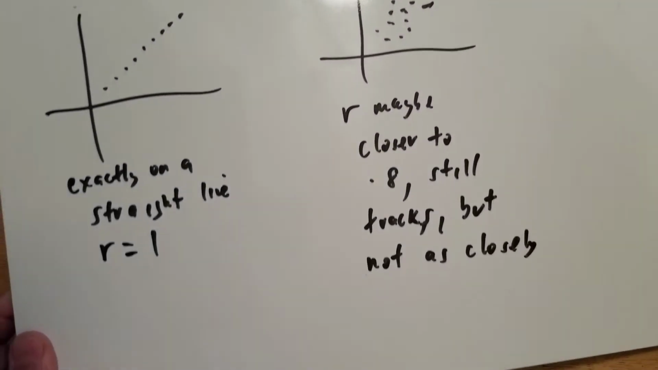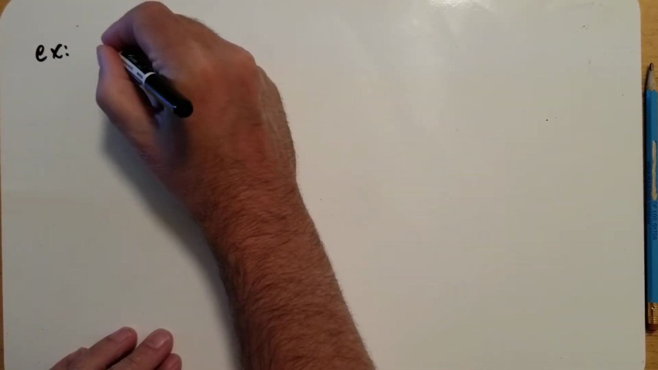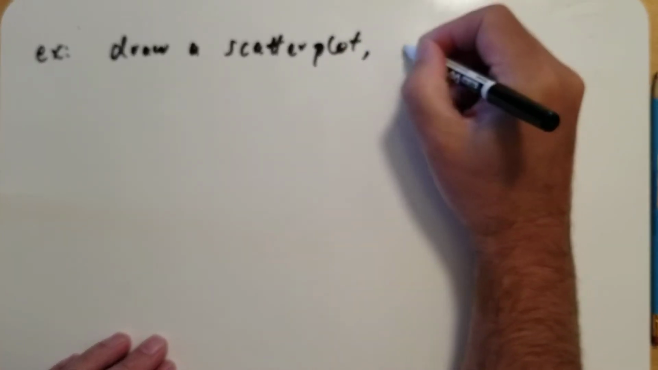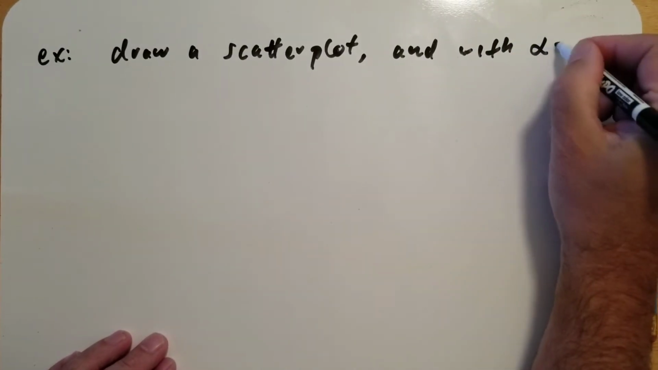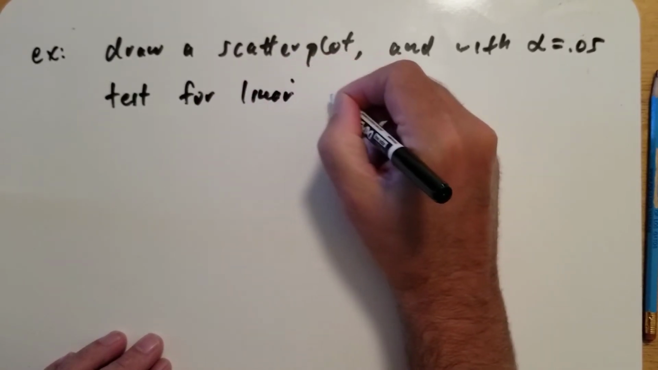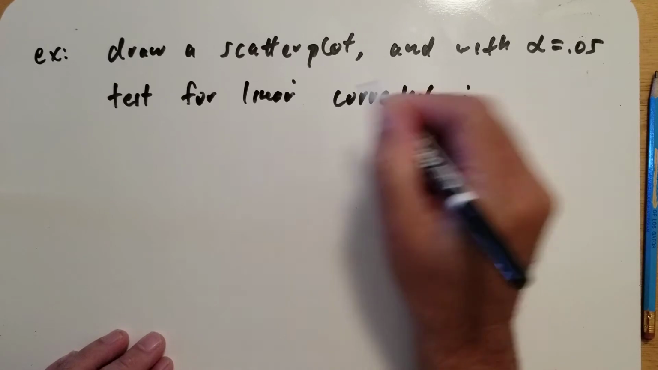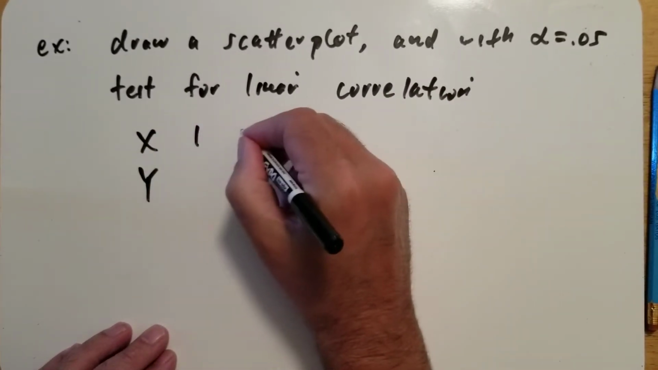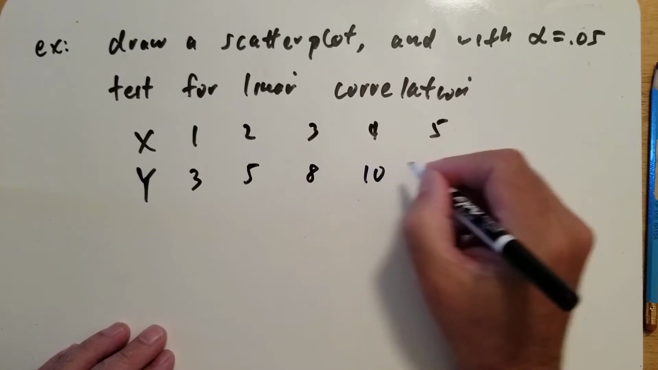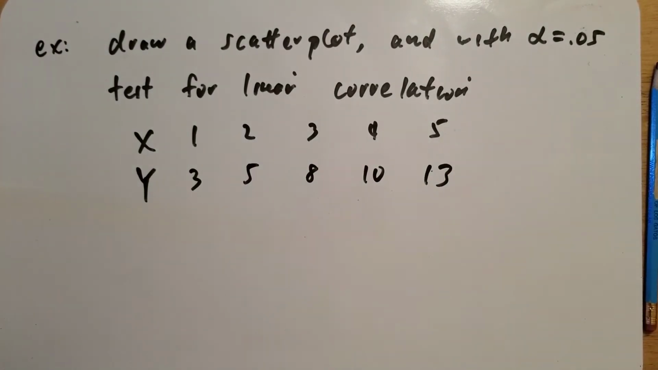The calculator will calculate the R values for us. So in the homework, they're going to give you a set of data points and ask you the following question. Here's an example. Draw a scatter plot, and with alpha equals 0.05, test for linear correlation, and they will give you a set of x values and y values. I'll keep this simple: 1, 2, 3, 4, 5. Say the y values are 3, 5, 8, 10, and 13. So we're going to do this all on the calculator, of course.